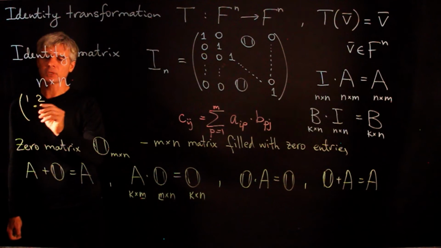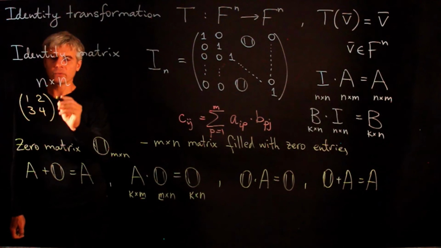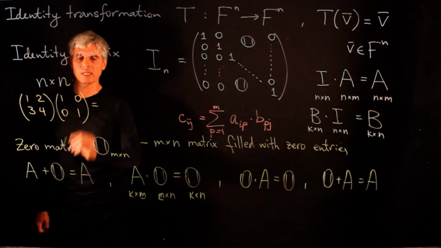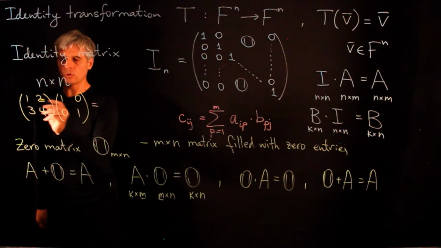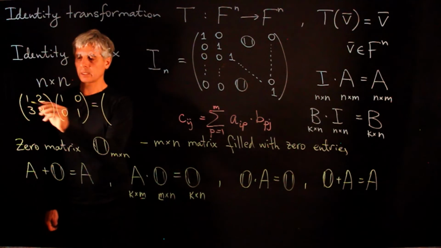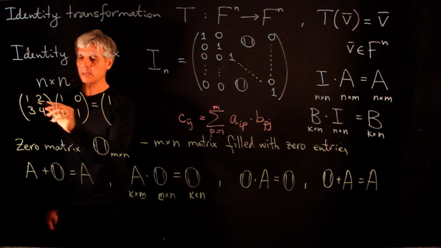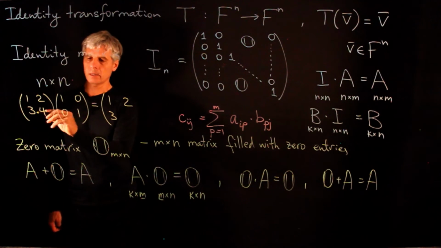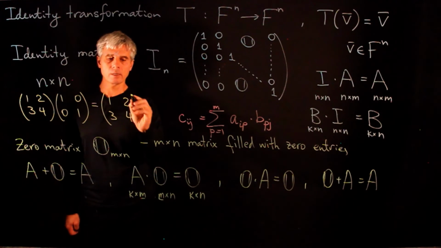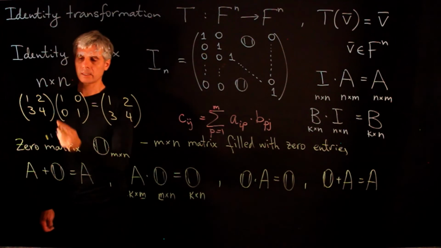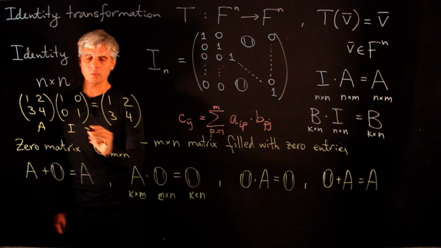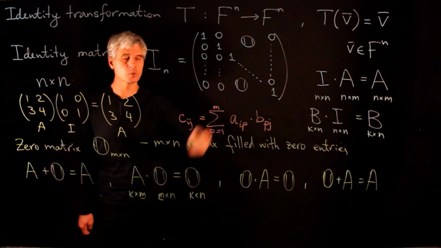We can also see this on the computation level. If we have the matrix 1, 2, 3, 4 and we multiply it by the identity matrix, which must be 2 by 2 in this case, then the dot products give us 1, 2, 3, and 4. So what we see is that A times identity is equal to A. So that is one of those properties.